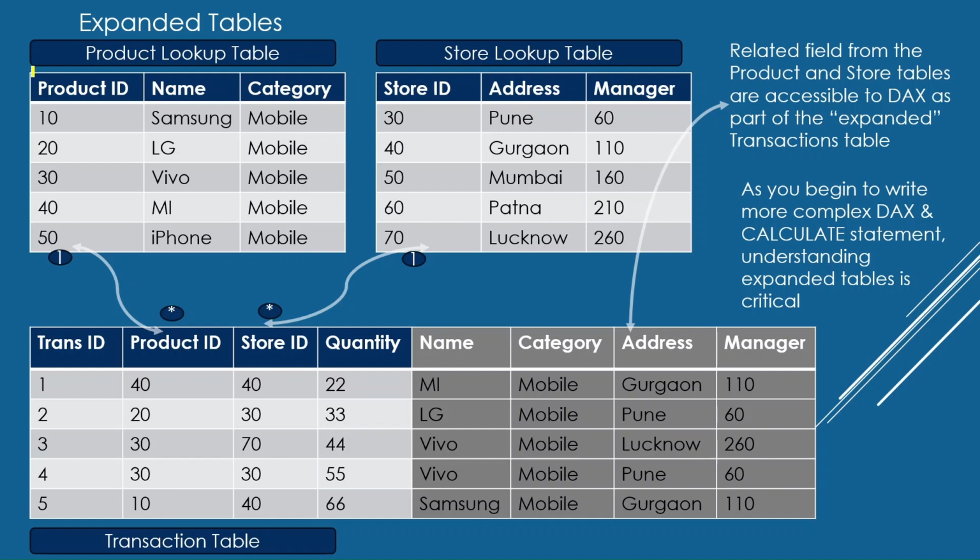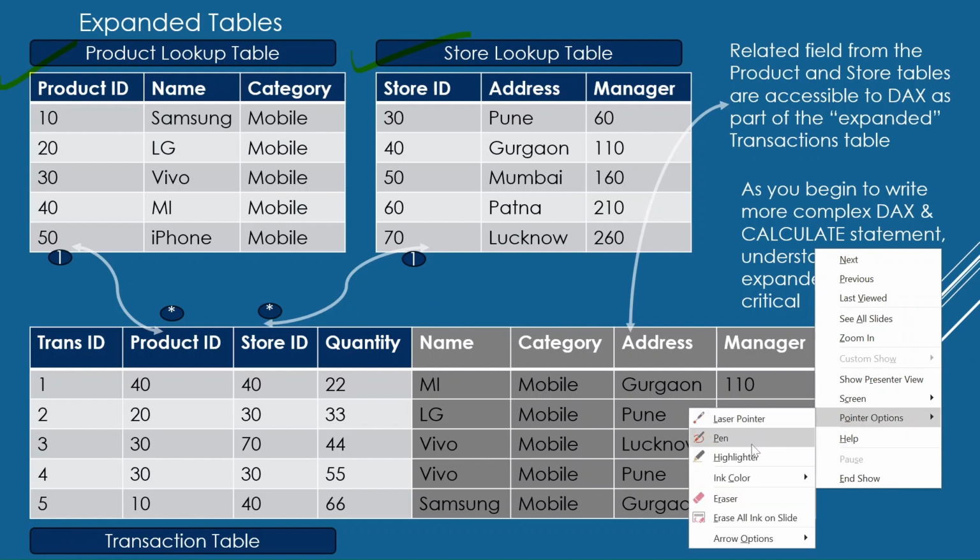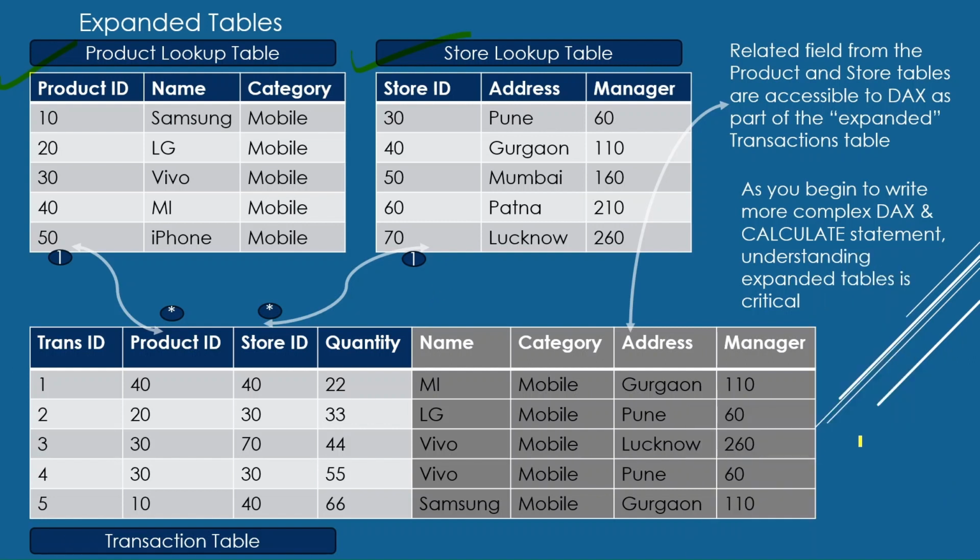For example, suppose this is the product lookup table, and this is the store lookup table, and this is the transaction table. This transaction table and the product lookup table are associated with the product ID with the help of a one-to-many relationship. This transaction table is associated with the store lookup table with the store ID with a one-to-many relationship.